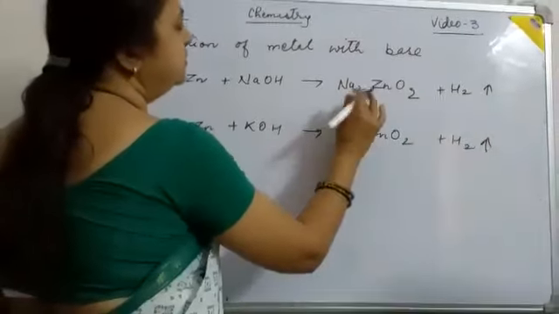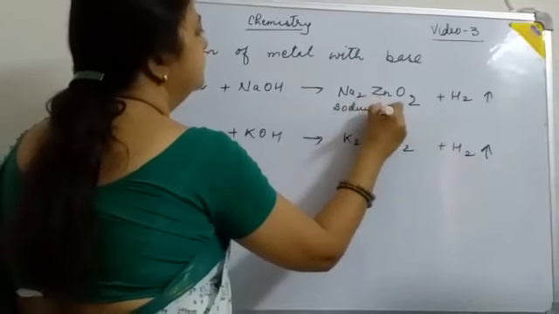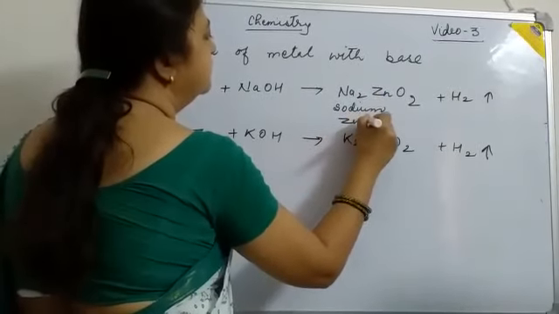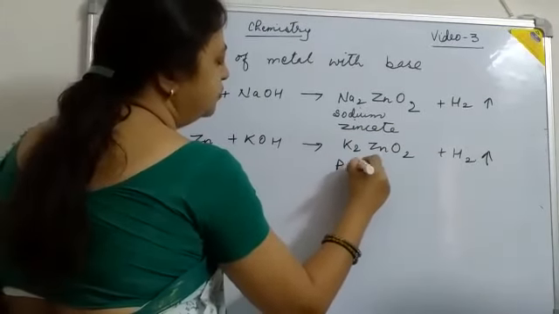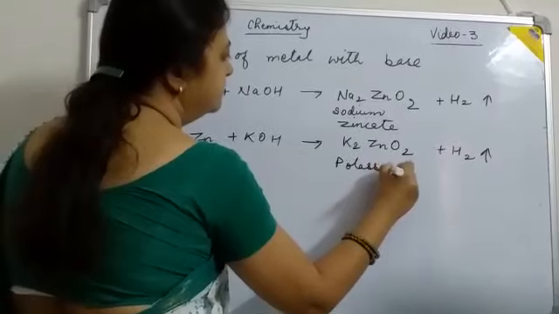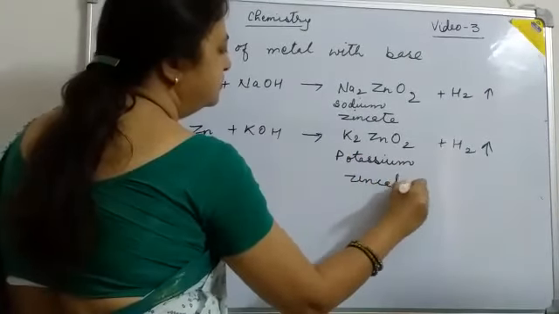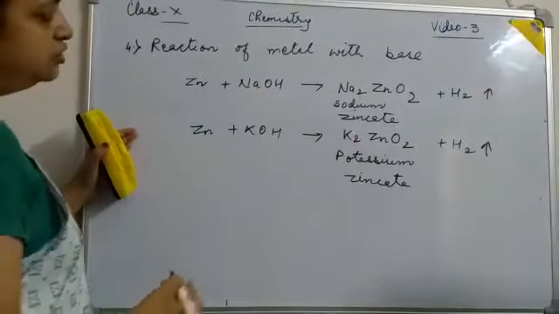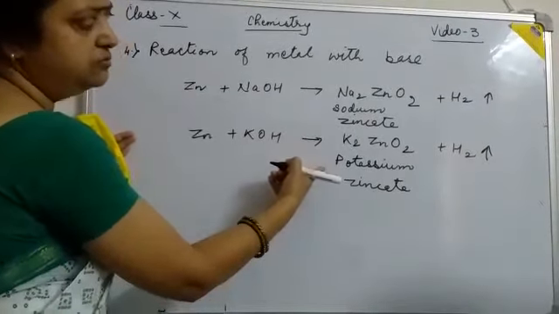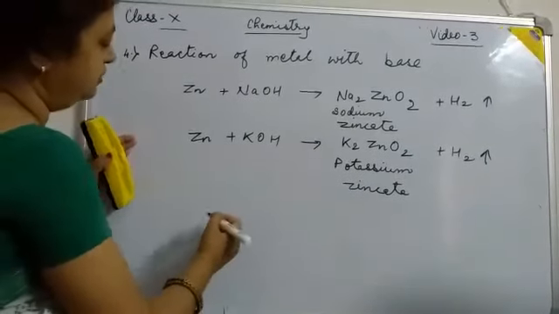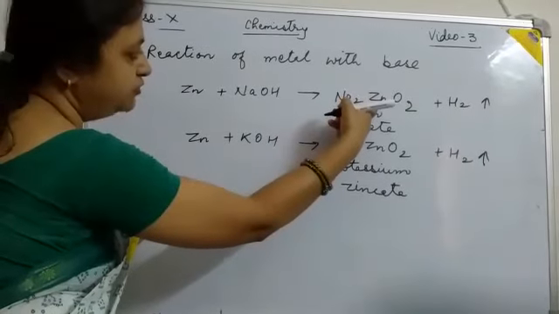And the name of this compound is sodium zincate. And this is potassium zincate. You must draw the structure of these two compounds in the white page of your notebook. Like this is for sodium zincate.